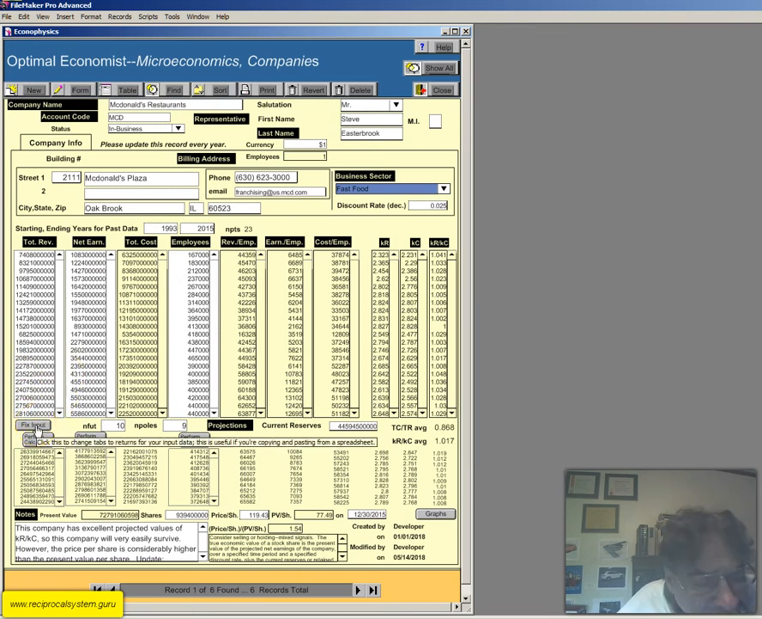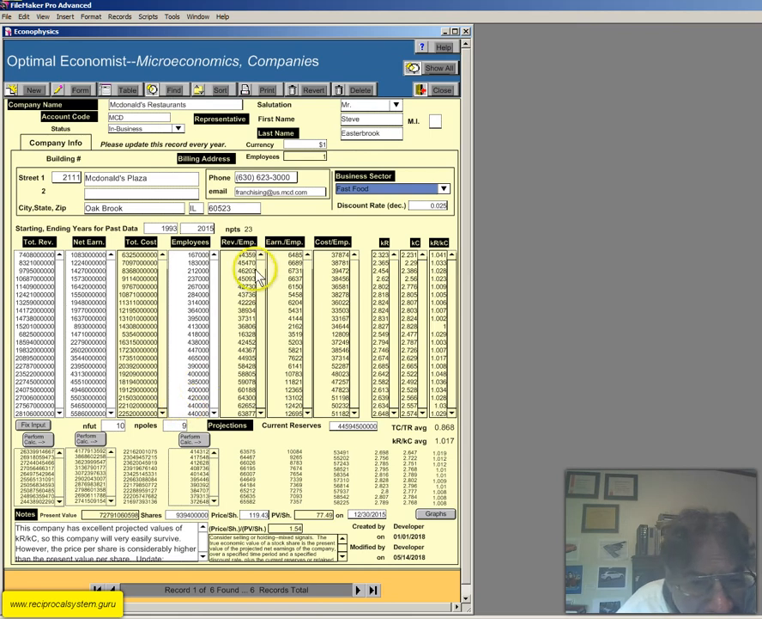This button here, fix input. If you copy and paste from a spreadsheet, you have to press this just to correct the format of the data. It's no big deal. Net earnings is here. Total cost is here. Number of employees is here.